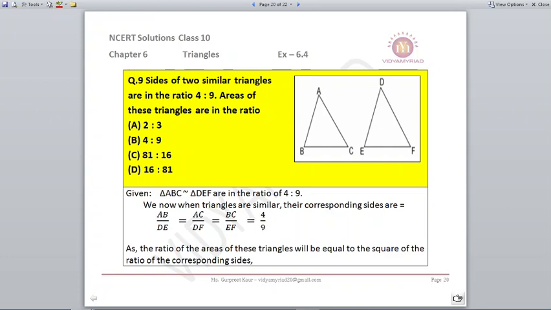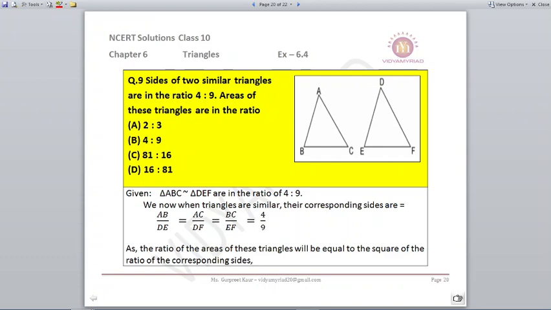Question 9. Sides of two similar triangles are in the ratio 4:9. Areas of these triangles are in the ratio of, we have to find out. Now two similar triangles are given to us. They are given in 4:9. That means their corresponding sides, which are AB upon DE equal to AC upon DF equal to BC upon EF, are all equal to 4/9. The ratio is given to us.